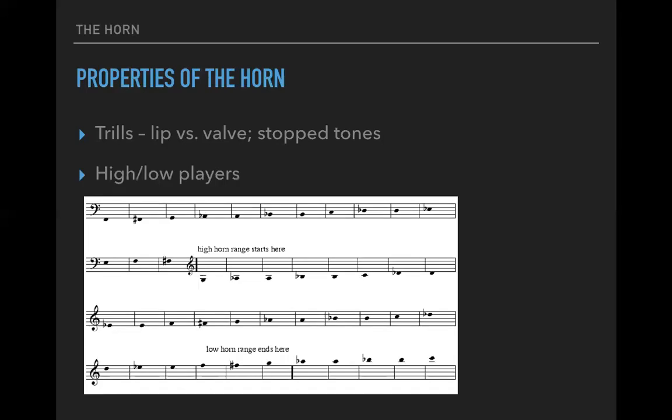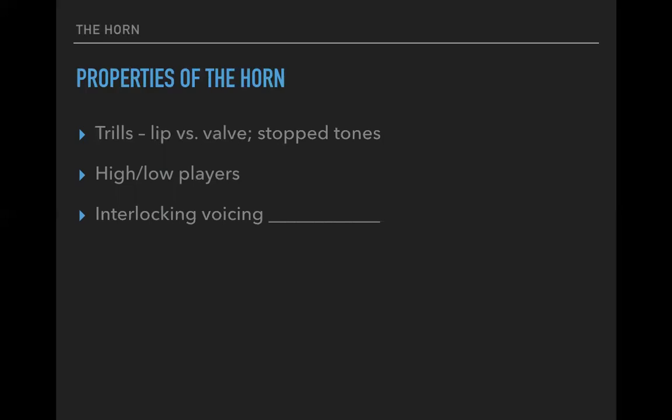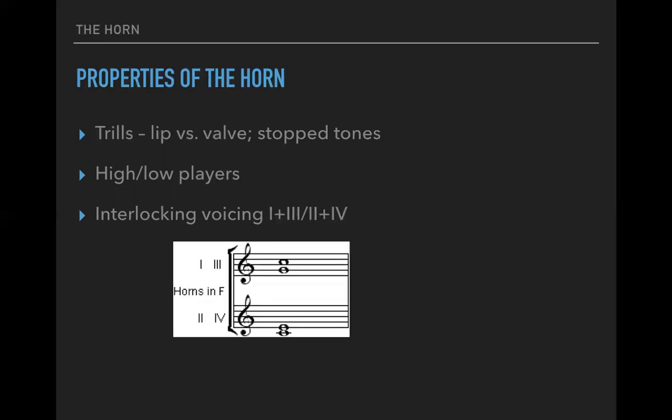Okay, now, as I already said, there are often high versus low players. In any orchestra, you'll usually have two of each. And that's because we have interlocking voices. They'll be sitting 1, 2, 3, 4 in order, but they'll be interlocked between 1 and 3, 2 and 4. This is traditionally done so that you get a nice blend. So in general, if you are writing for four horns, which normally you are, you should be splitting them up into two staves. One is high horn, one is low horn.